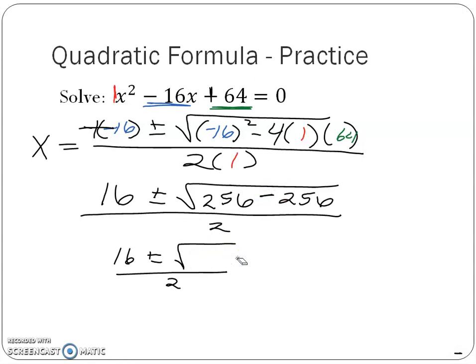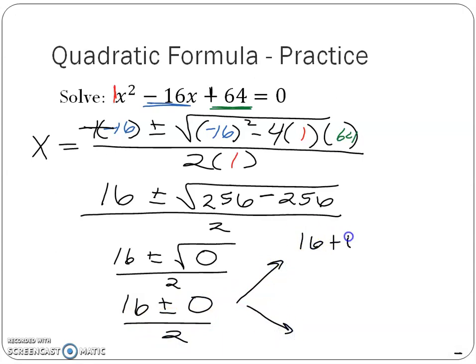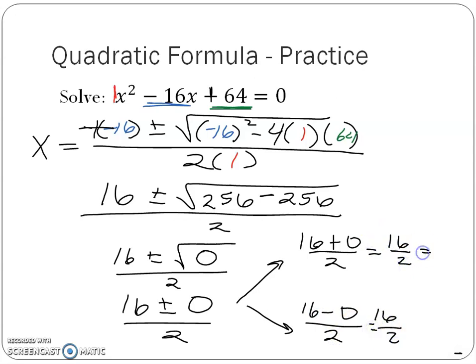Okay, so on the inside, I've got 256 minus 256. Sorry about that. Well, what is 256 minus 256? Well, that's a 0. I've got a 0 there. So I end up with 16 plus or minus, what's the square root of 0? Well, that is 0. Okay, so when I set up my two equations here, do I really need two equations? I've got 16 plus 0 divided by 2 and 16 minus 0 divided by 2. Both of those give me 16 over 2, which is 8.